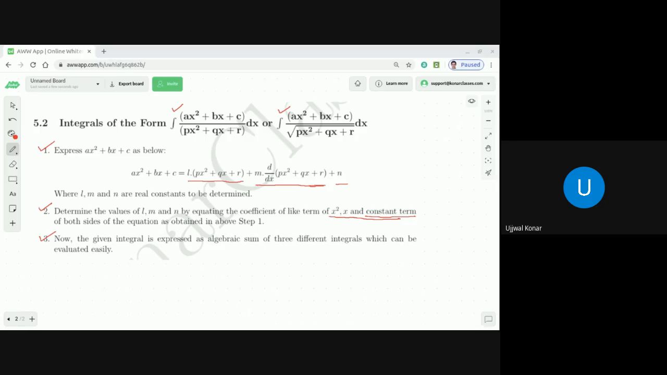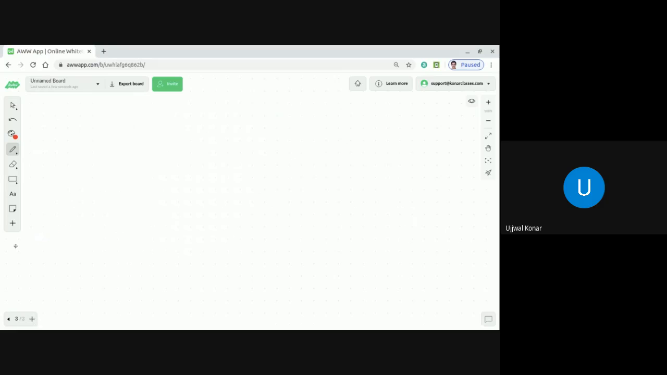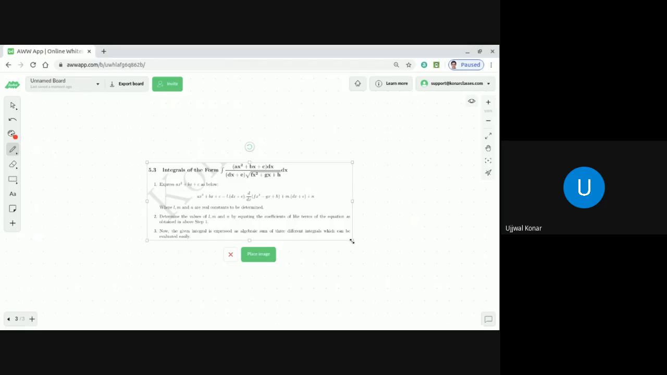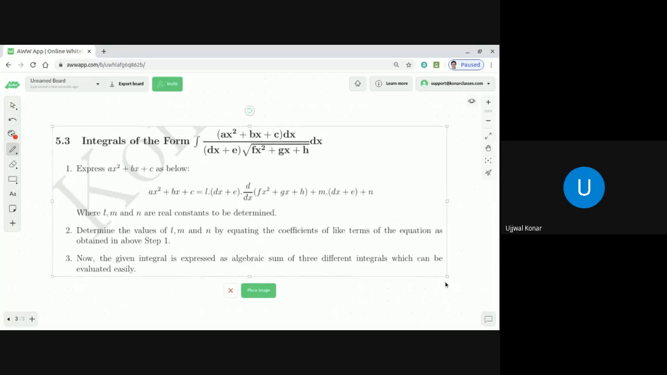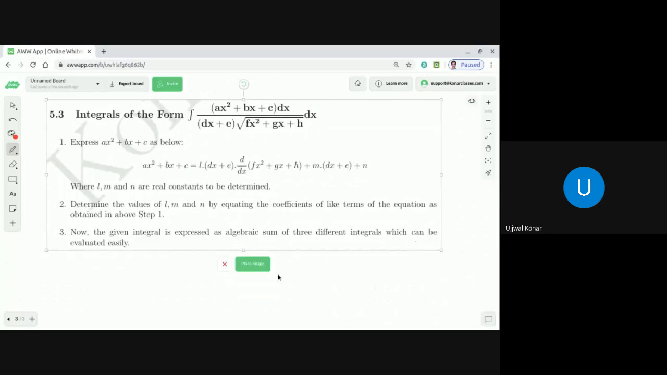Now the third form I'm going to show you. Third form is here. I'm going to show you in a new page. And here is the third form.